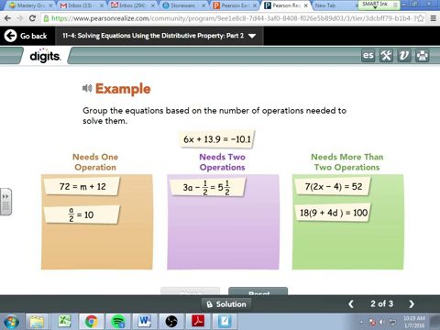2 steps. Because you would subtract the 13.9 from each side. So you divide both sides. Very good. Questions on this? Can I just say something?